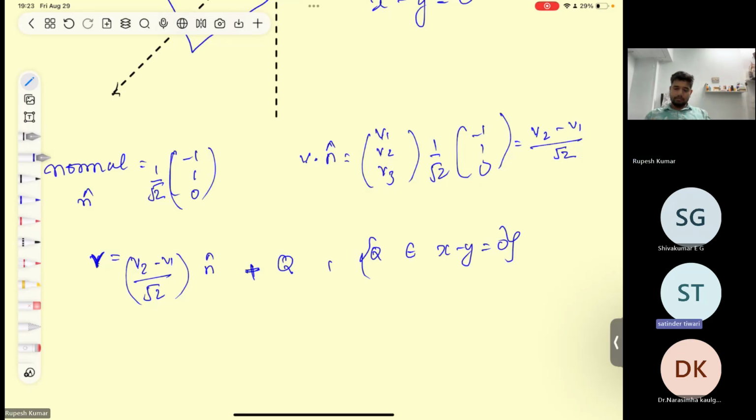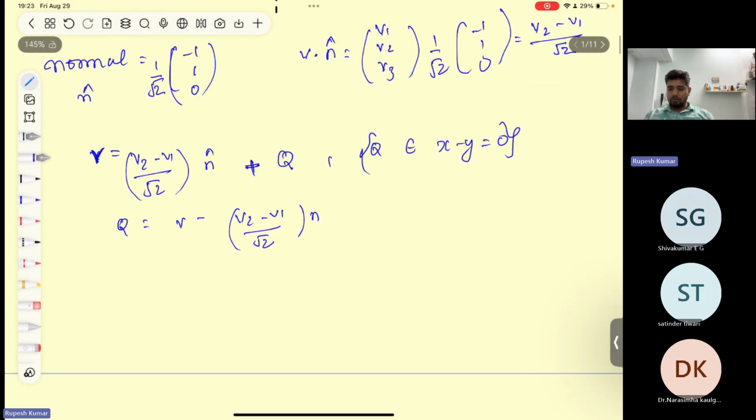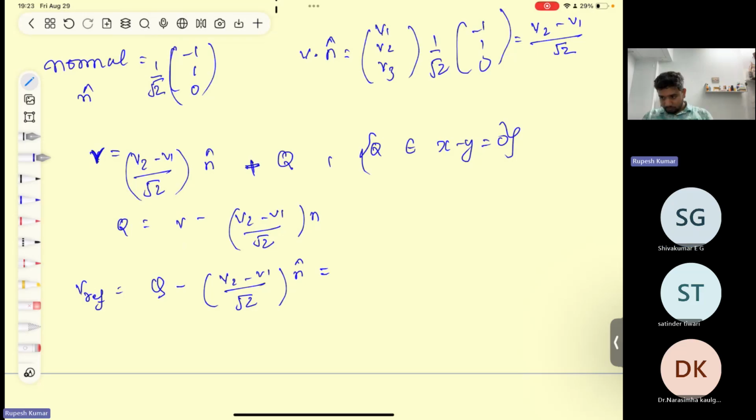Everyone, is this clear? Yes, sir. Fine. Now from here you can find q equals v minus v2 minus v1 by root 2 into n cap, right? Now what I want to say is that the reflected vector, v reflected, is essentially q minus v2 minus v1 by root 2 along the direction n cap, right? This is the formula you already saw in the class also, if you remember. So you get v minus v reflected is this.